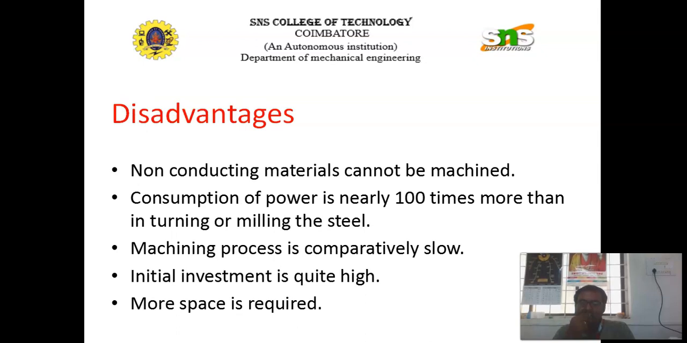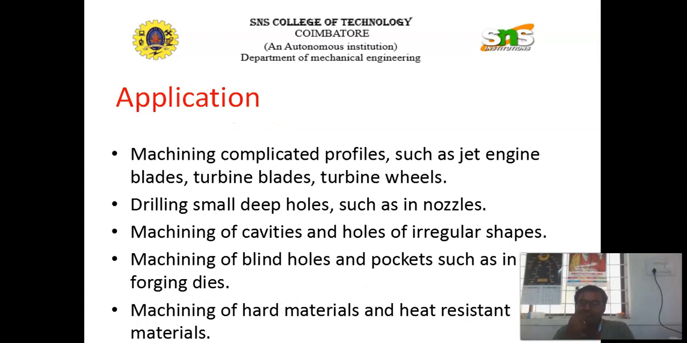Limitations: non-conducting materials cannot be machined. Consumption of power is nearly 100 times more than in turning or milling steel. The machining process is comparatively slow. Initial investment is quite high. More space is required. Applications are machining complicated profiles such as jet engine blades, turbine wheels, etc.